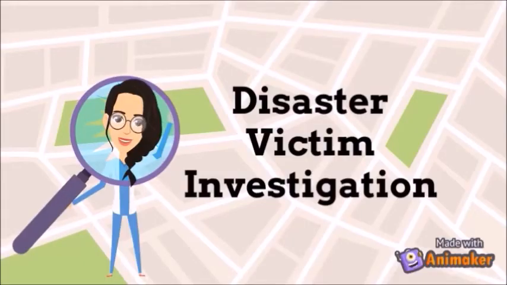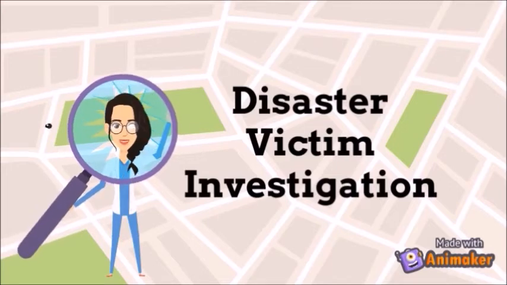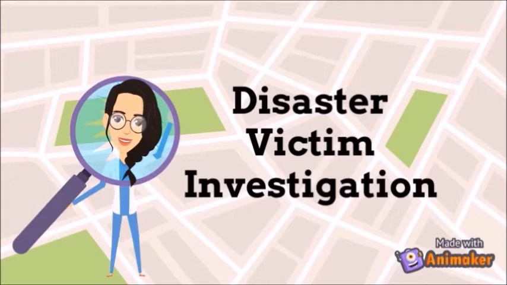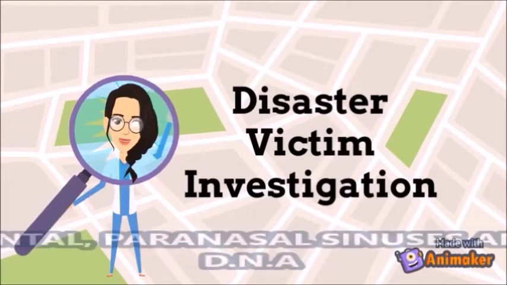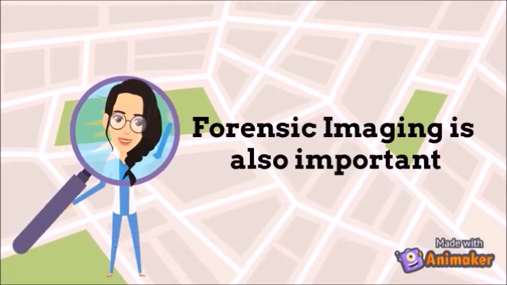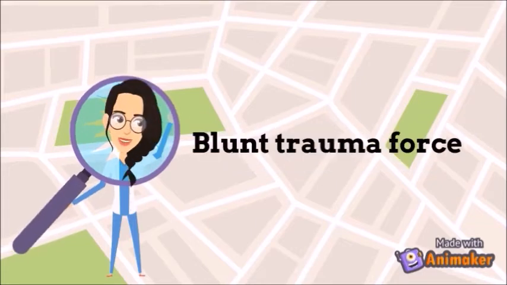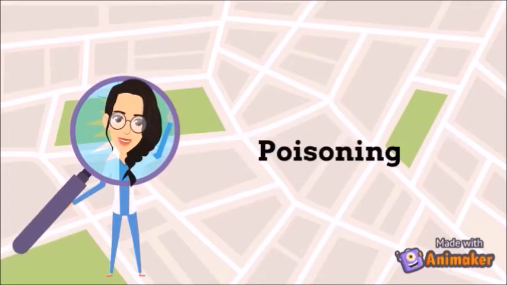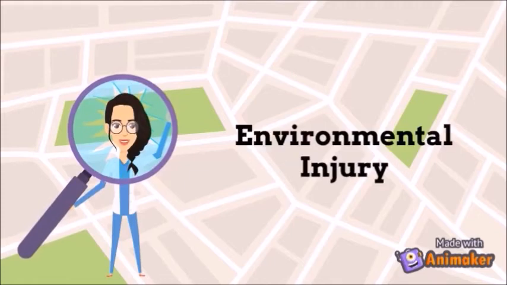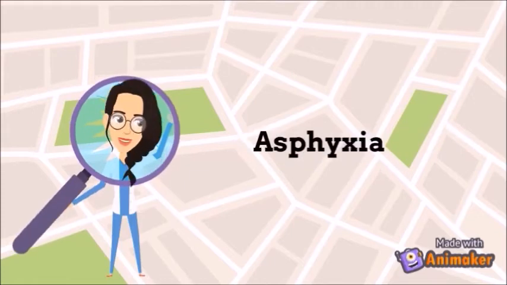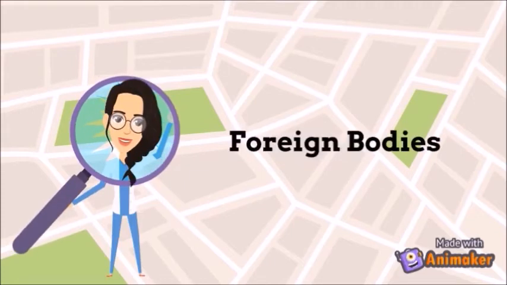We can identify the patient by using the disaster victim identification. We use DVI to take some example from dental, paranasal sinuses, and the patient's DNA. In addition, forensic imaging is very important too because we can study the causes of the injury such as blunt trauma force, poisoning, environmental injury, asphyxia, and foreign bodies.